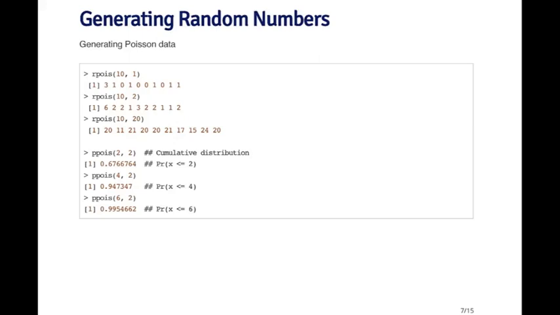I could also evaluate the cumulative distribution function for the Poisson distribution. So here in this first example, I want to know what is the probability that a Poisson random variable is less than or equal to 2 if the rate is 2. And so this is the probability, it's 0.67 roughly. If I want to know what's the probability that a Poisson random variable with rate 2 is less than or equal to 4, you can see the probability is getting bigger. And here I can see the probability that a Poisson random variable is less than or equal to 6, and it's very close to 1. So the cumulative distribution allows you to evaluate these probabilities.